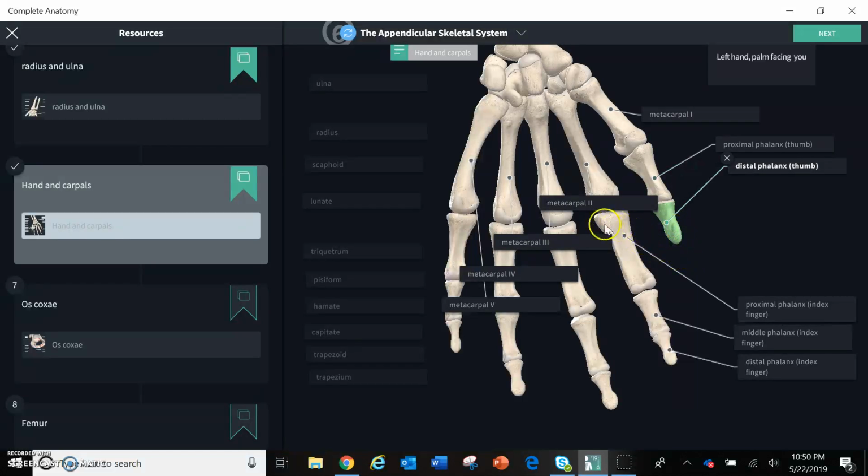So the rule is the same for the rest of the fingers, except we do have a middle phalanx. Okay, so we have, for example, for the index finger, we have the proximal phalanx. And now we have a middle, and now we have a distal. Okay, the same rule applies for the middle finger all the way to the pinky. We have proximal, middle, and distal. All right. So that's it for the hand and wrist.